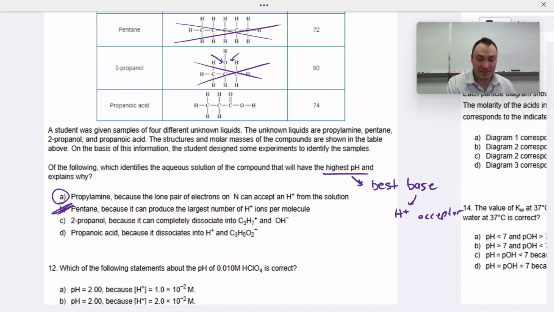C says 2-propanol because it completely dissociates into C3H7 plus and OH minus. No, it can't do that because that would mean it's a strong base. Strong bases completely dissociate into OH minus, and that's not one of the strong bases. D says propanoic acid because it dissociates into H plus and C3H5O2 minus. That also is something that's creating an acidic solution. A is the only thing that makes sense. A is the only thing that matches up with what a base does.